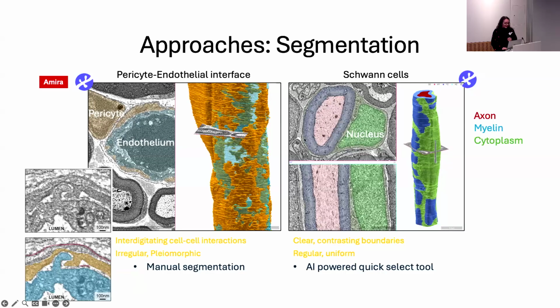At the same time, when we were looking at Schwann cells, WebKnossos has this really useful AI-powered tool, Quick Select, that we just saw before, where you can literally just click and it segments 16 slices, really easy, with very minimal proofreading or correcting, because it works really well for our Schwann cells. In summary, one of my challenges was very labor intensive, and the other one was much faster, but still not automated.